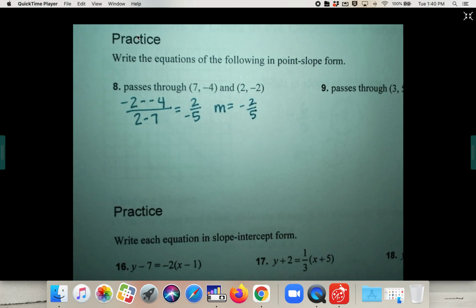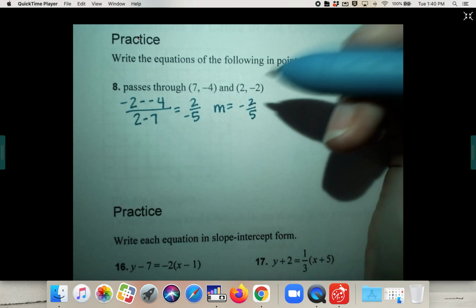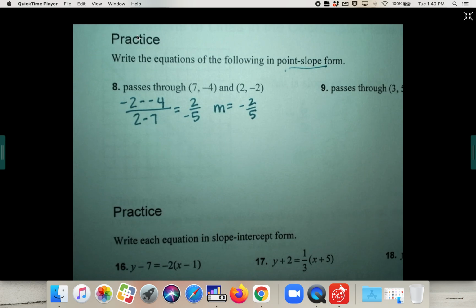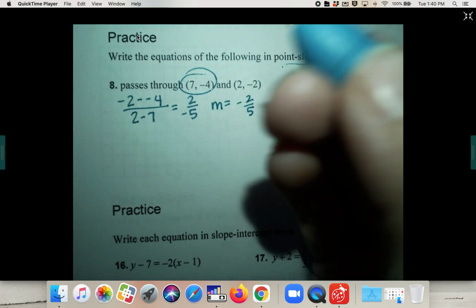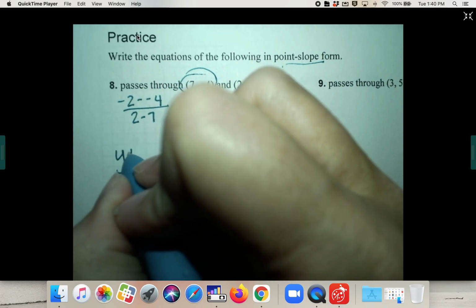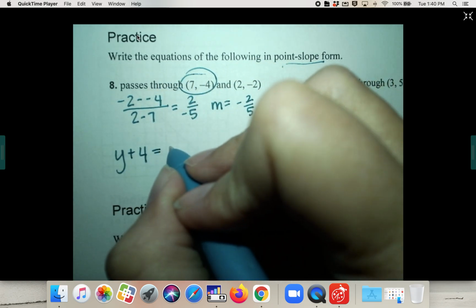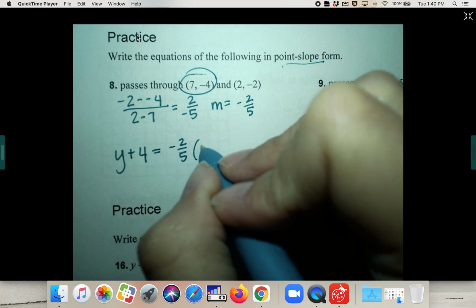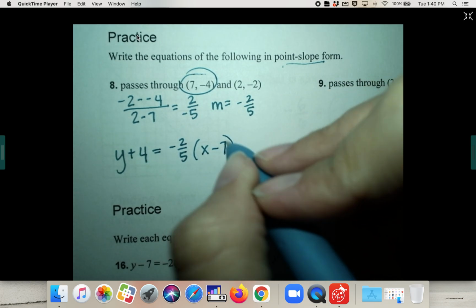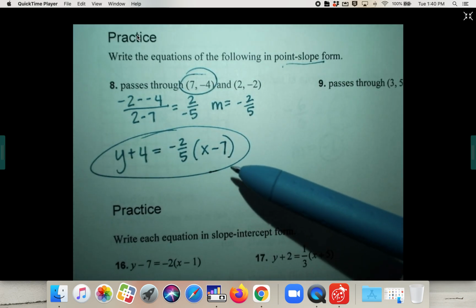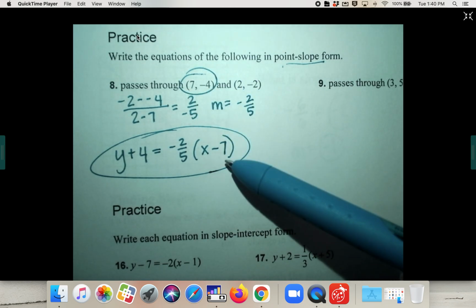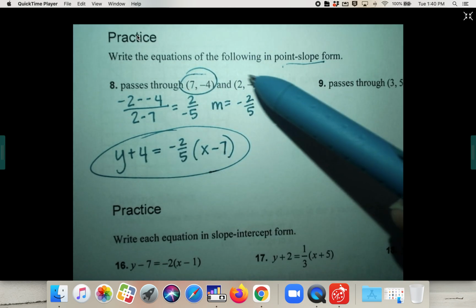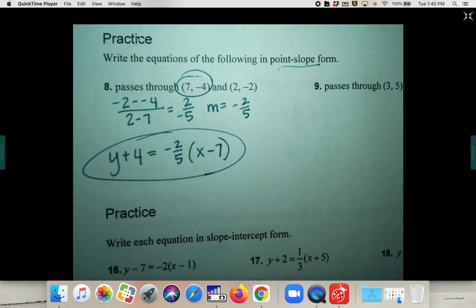And it doesn't matter which one you use for point slope form. I will give you credit for doing it right as long as you use it in the right way with either one of these. So I have a habit of just picking the first one. So my answer is going to be y plus 4 equals -2/5 times the quantity x minus 7. And again, that is not the only correct answer. It's based on the fact that I chose the first point to use for my coordinates and not the second. But they would both be right.